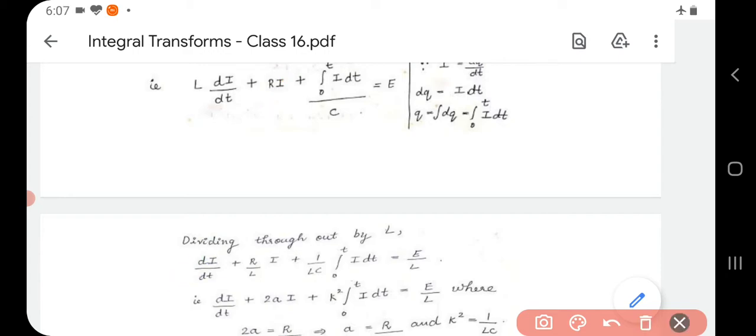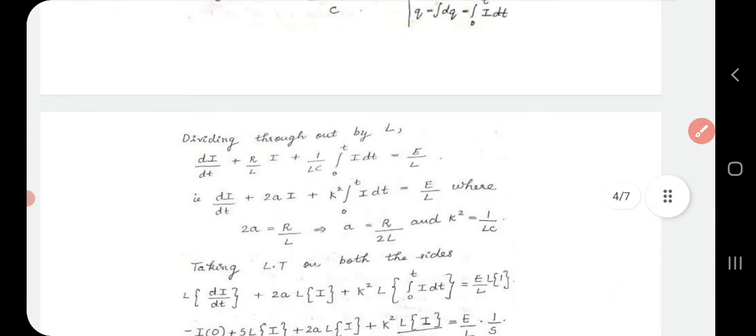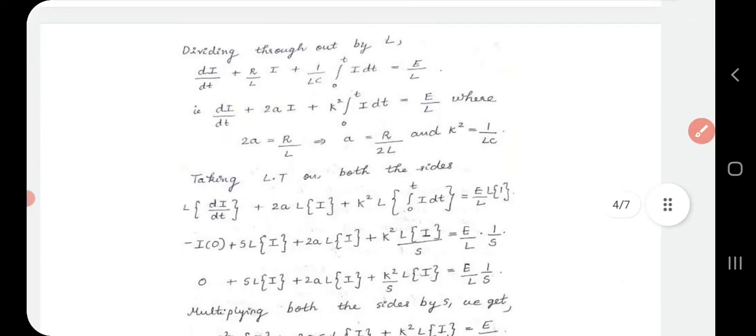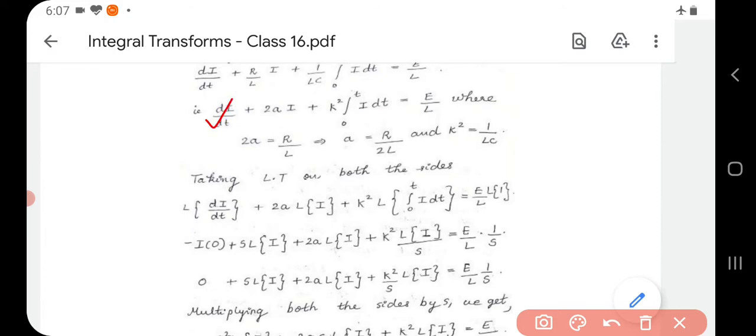Now you are going to make some replacements. That is, replace R by L with 2A. Then A will be R by 2L, and replace 1 by LC with K square. Rest everything is kept as such. Now you just take Laplace transform on both sides. That is, Laplace transform of di by dt plus 2A Laplace transform of I plus K square Laplace transform of the integral equal to E by L.